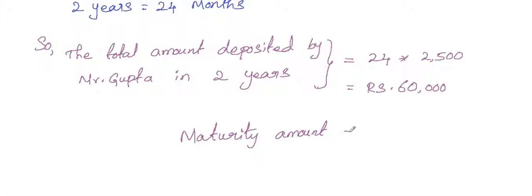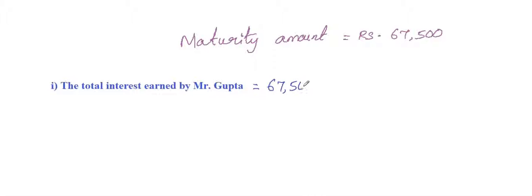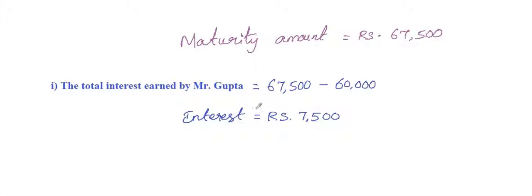So the maturity amount he got is 67,500. Now find the total interest earned by Mr. Gupta. So which is the maturity amount minus the amount he deposited in 2 years. So 67,500 minus 60,000, which is 7,500 rupees. This is the interest he got after 2 years.